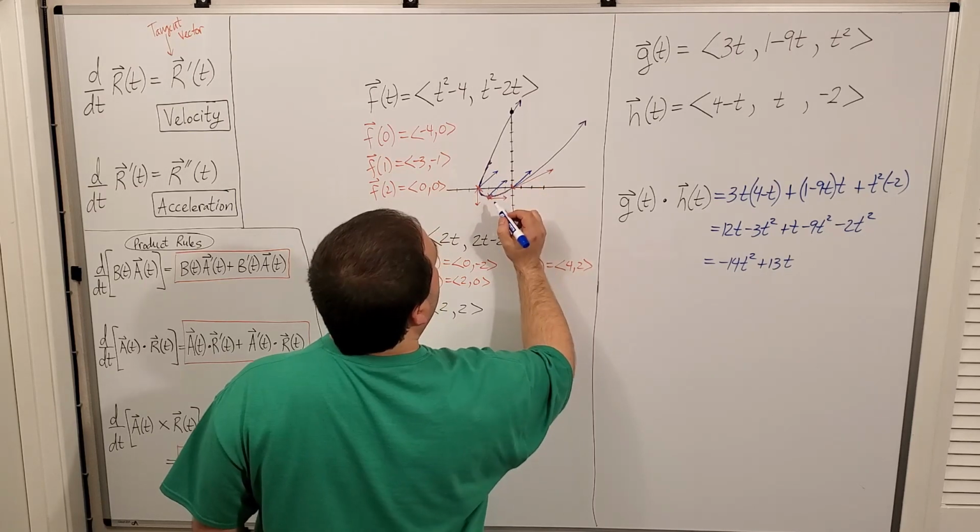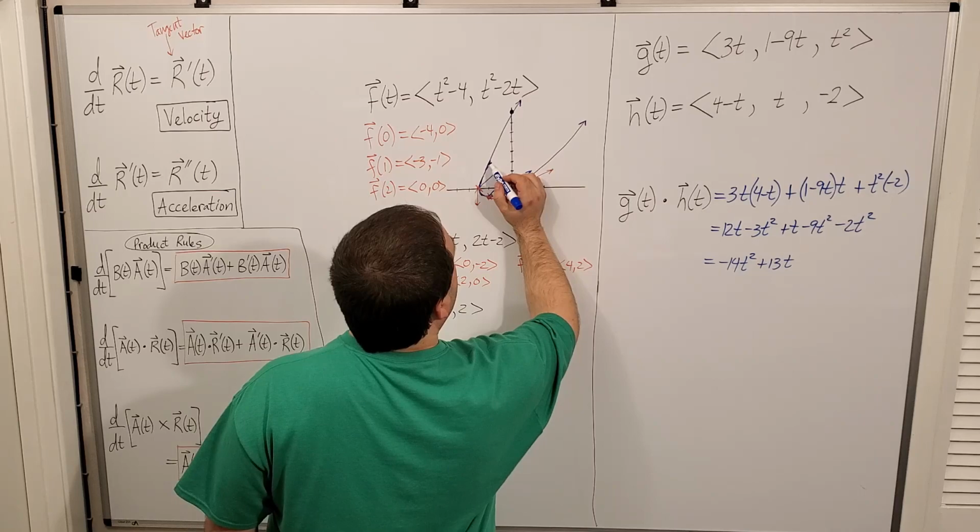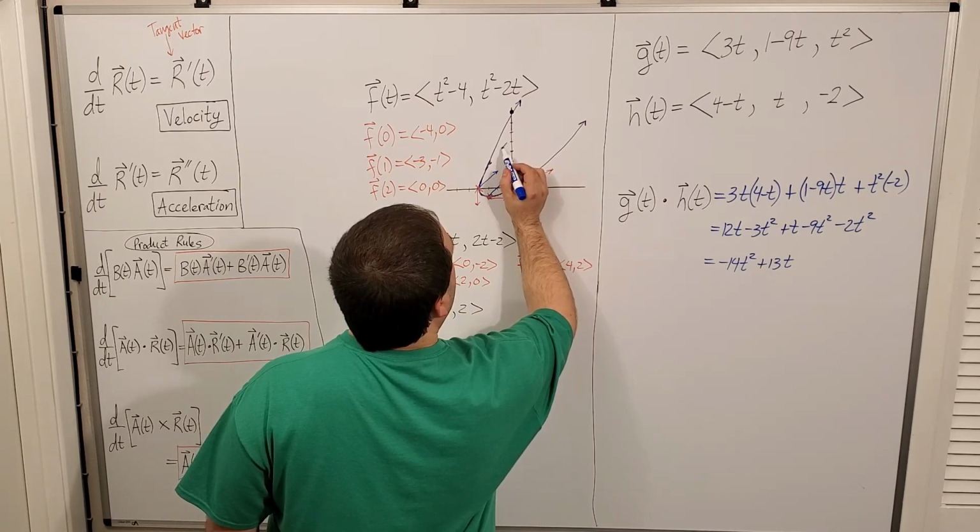Be right here. Let's see, 1, 2, 1, 2. Will be right here.